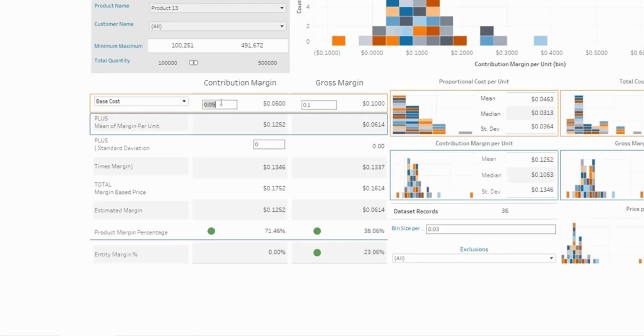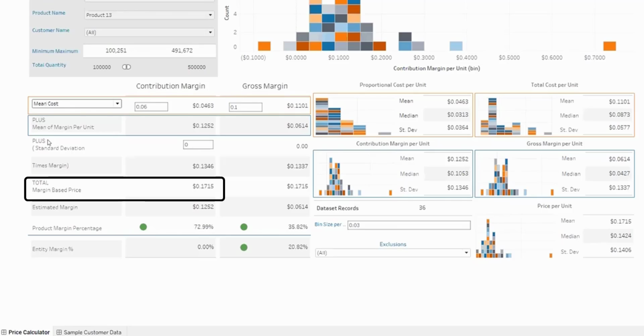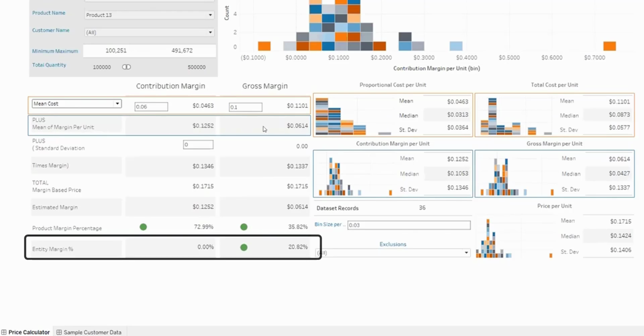So you'll notice with base cost, whatever I enter here will just calculate through, but we recommend using mean cost. Mean cost plus the calculated margin per unit gives us a price. Finally, the entity margin percentage includes a hurdle rate that covers costs not assigned to products.